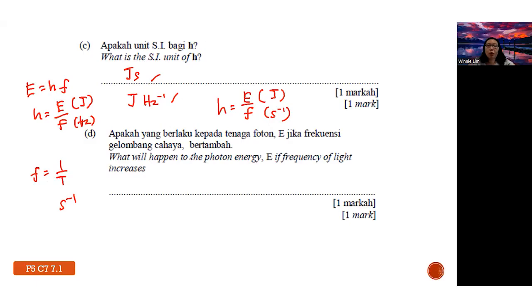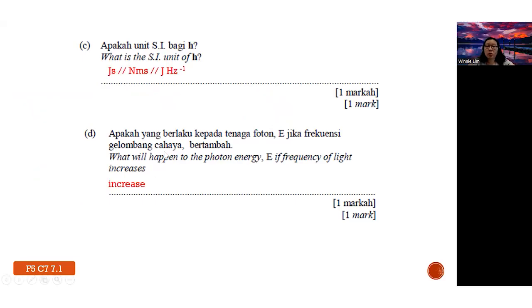Then moving on, what will happen to the photon energy if the frequency of light increases? You can get the relationship from the equation. If the frequency increases, therefore the photon energy also increases. So this is how you get the answer. The answer is increases. Okay, so this is for the first question, and we'll proceed to the next question.